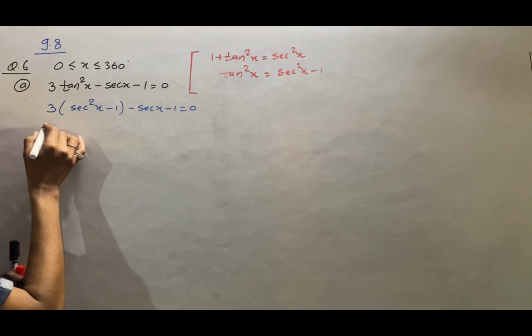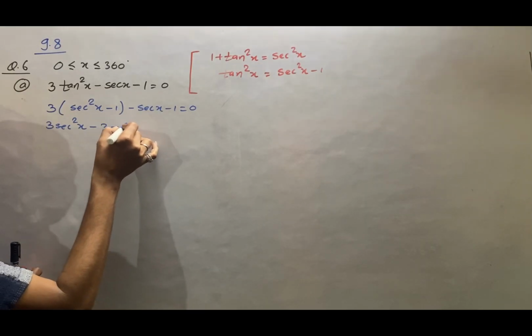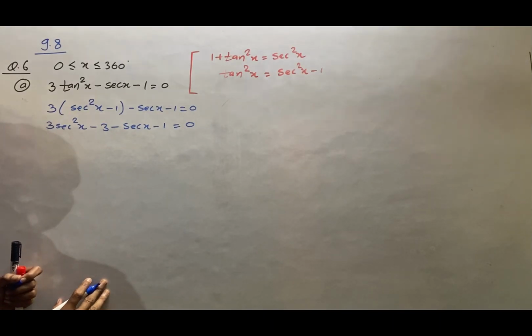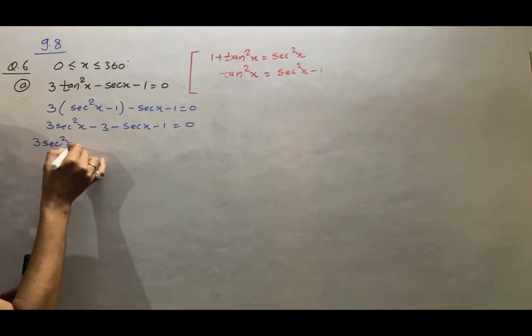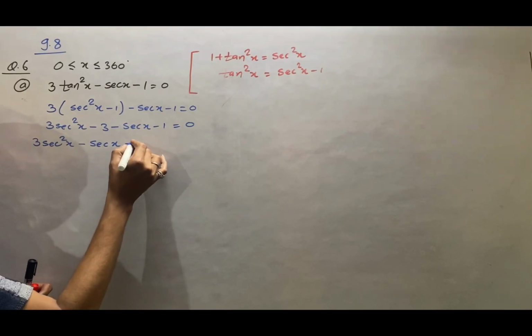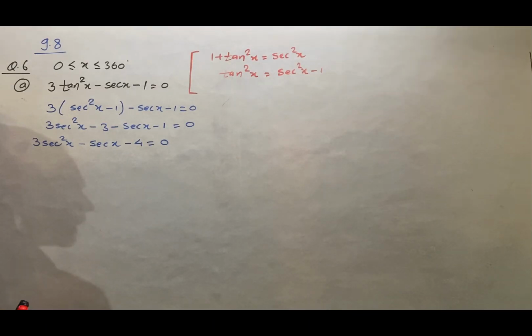Now let's multiply. So 3 sec square of x negative 3, this negative sec x as it is, negative 1 also as it is. Now let's simplify. So 3 sec square of x negative sec of x, negative 3 negative 1 is negative 4, that is equals to 0. Now here we have a quadratic equation. So can we find the factors of this equation? Factorization we have to do.